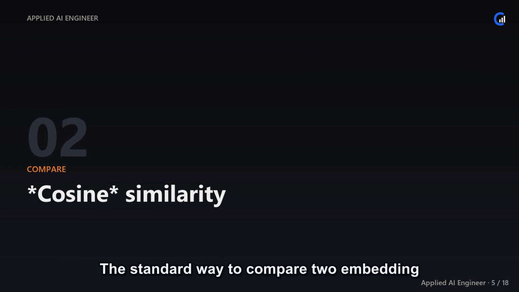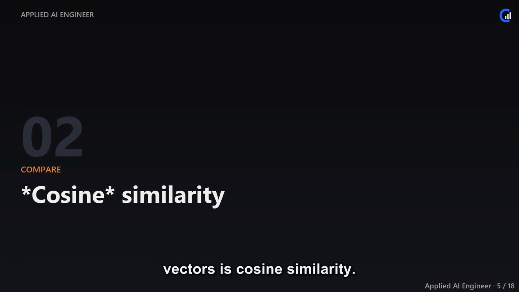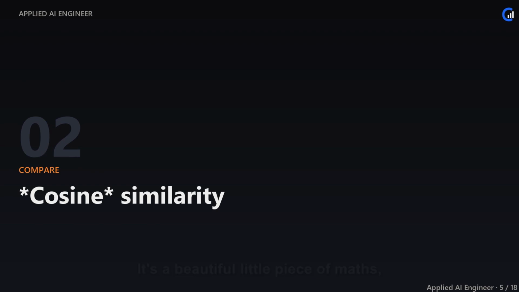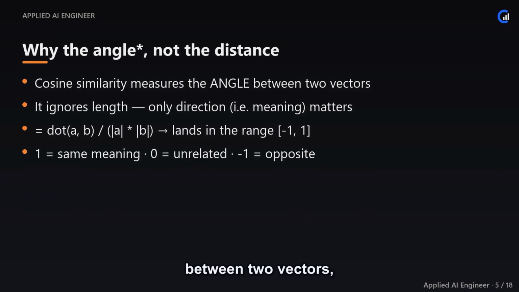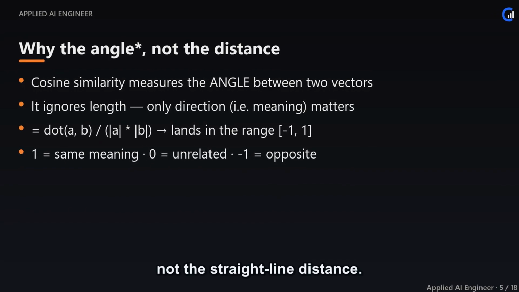The standard way to compare two embedding vectors is cosine similarity. It's a beautiful little piece of maths, and we are going to build it from scratch so nothing is magic. The trick is to compare the angle between two vectors, not the straight line distance. Why the angle?